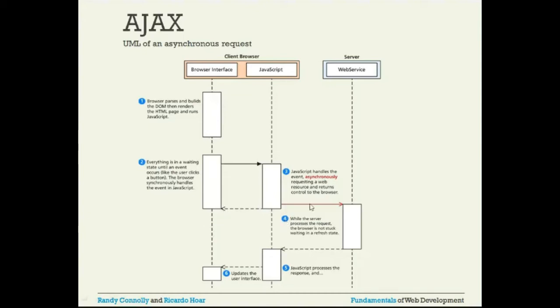Then that asynchronous request goes to the server, and the page is the same as whatever was visible earlier. There is no change. While the server processes the request, the browser is not stuck waiting in a refresh state. The browser is not at all stuck, it is as it was before. And once JavaScript processes the response, it will update that particular interface, whatever was requested. So you will have the latest page. This is how the asynchronous call request happens.